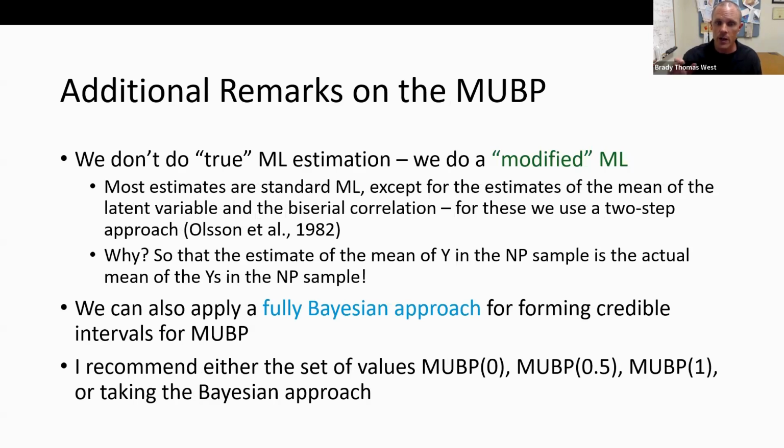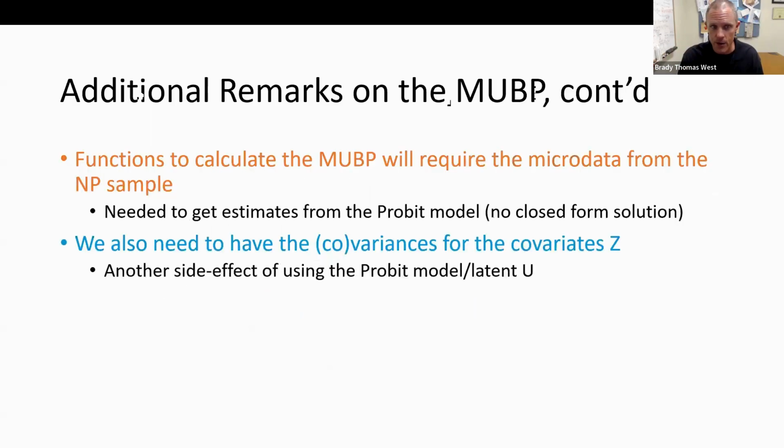And again, as I mentioned earlier, we can apply a fully Bayesian approach for forming credible intervals for this measure of unadjusted bias for proportions. So we can actually make inference about the amount of bias and a range of plausible values for that bias in a given estimate in practice. We have generally recommended using a range of values of phi that covers the full range between 0 and 1, and also using a midpoint, to get a sense of the full range of possible values of MUBP when you're thinking about a sensitivity analysis, or just taking that Bayesian approach where you start with draws of phi because you don't really know what phi is in practice. It's, again, a sensitivity parameter.